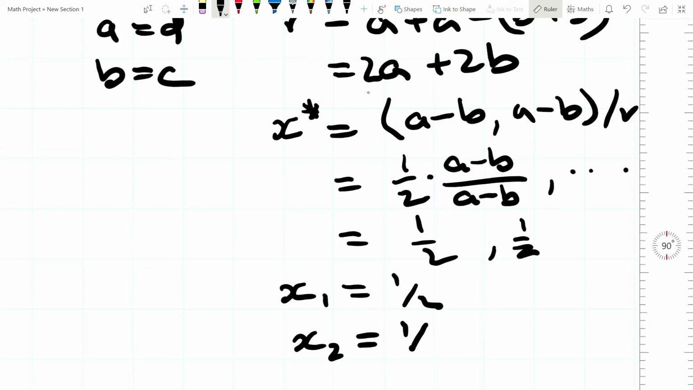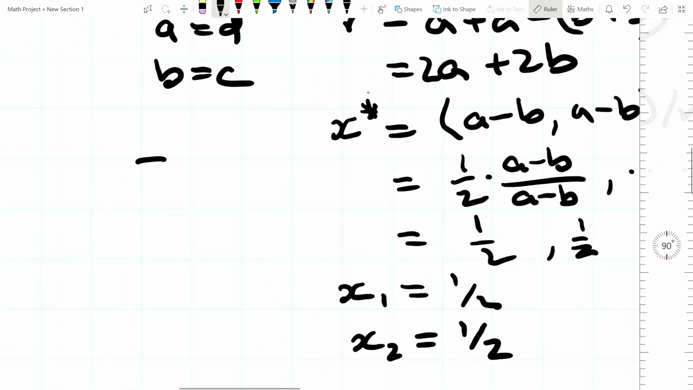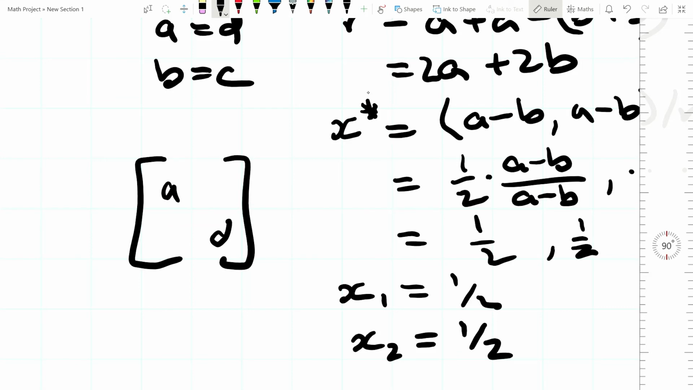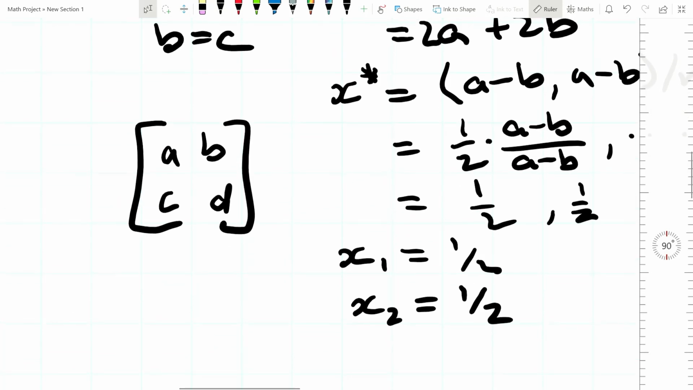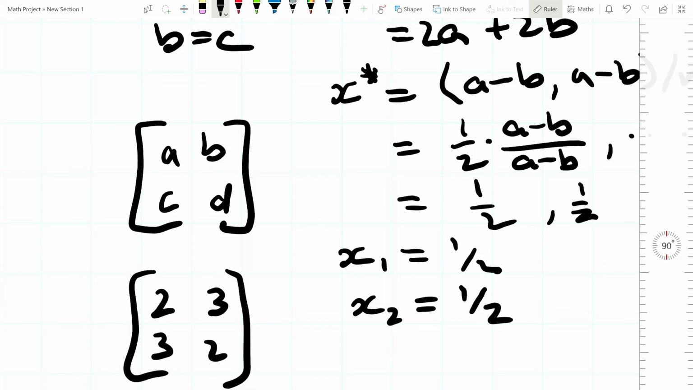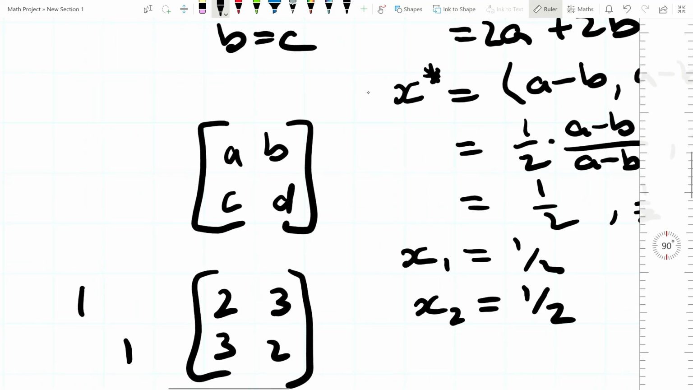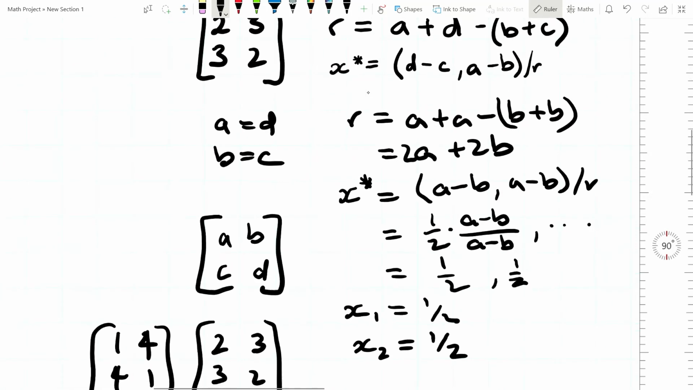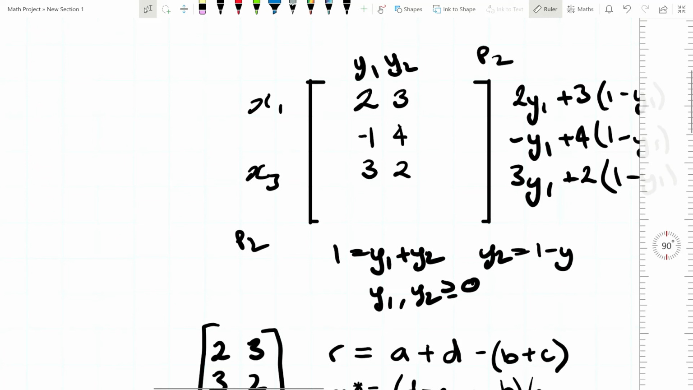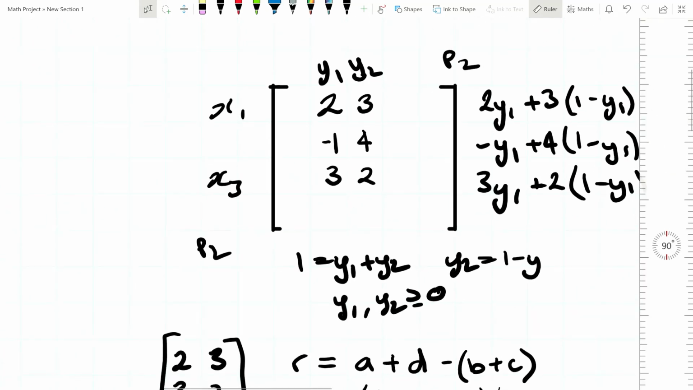And you can apply this to any 2x2 matrix where A and D are equal and B and C are equal. So for our situation where it's 2, 3, 3, 2, we know for certain that it's half, just the same as we would if it was 1, 1, 4, 4. And that is how you solve this given matrix, or I should say this given game. So thank you for watching.